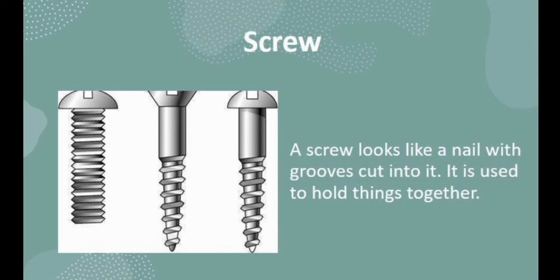The next type of simple machine is the screw. A screw looks like a nail with grooves cut on it. A nail is plain, but here the screw has grooves cut into it. It is used to hold things together. When we compare a nail with a screw, a screw works better than a nail, as it holds things together more firmly. You can see the different types of screw here.